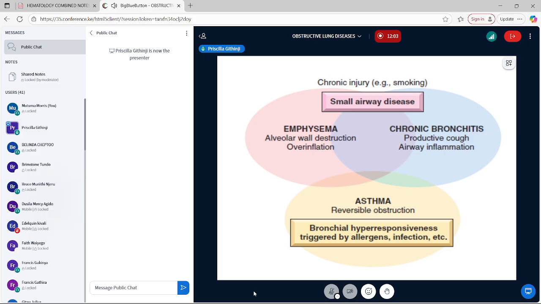Then for asthma, this leads to reversible obstruction depending on what the trigger is. And the reversible obstruction is due to bronchial hyperresponsiveness, which will be triggered by, now your triggers are your allergens. Could be dust, could be cold air, whatever it is. Some arise secondary to viral infections. Then you get bronchial hyperresponsiveness, you get bronchospasms, and the patients present with asthma.